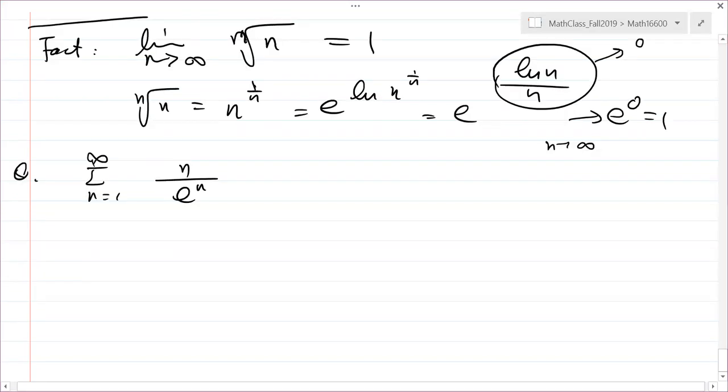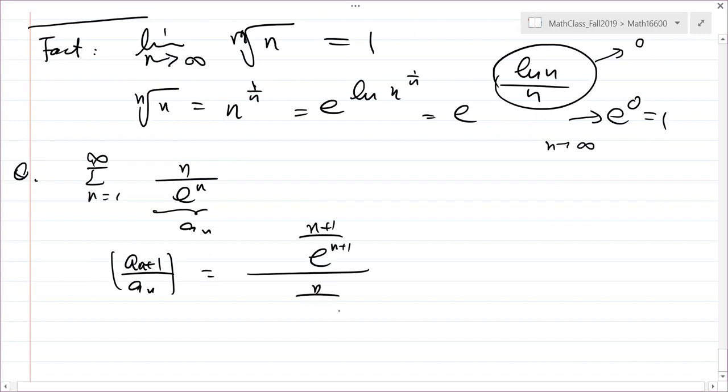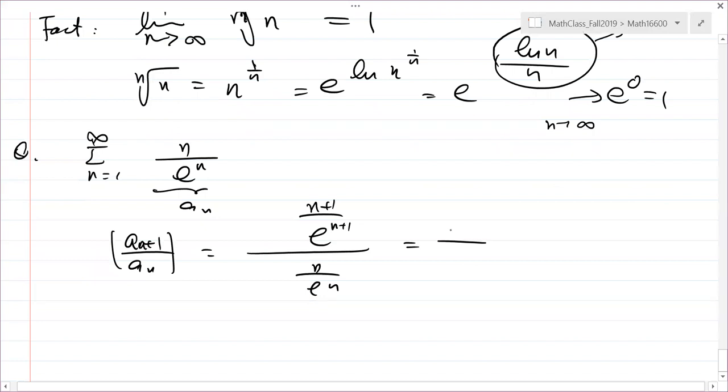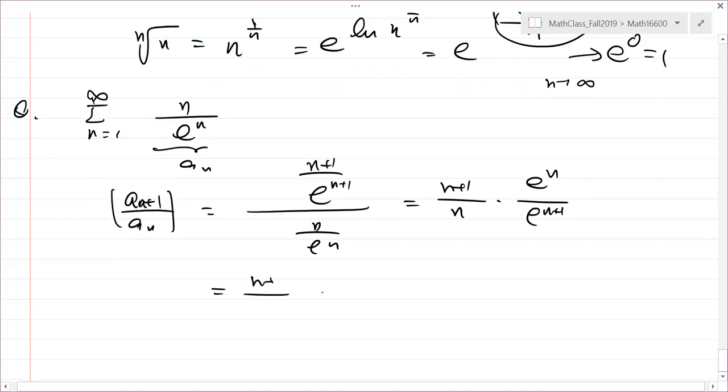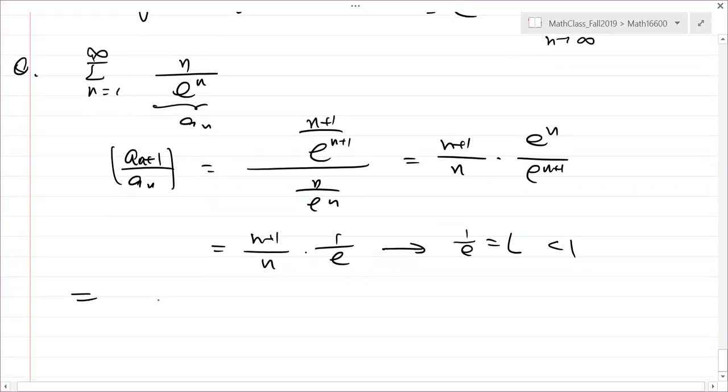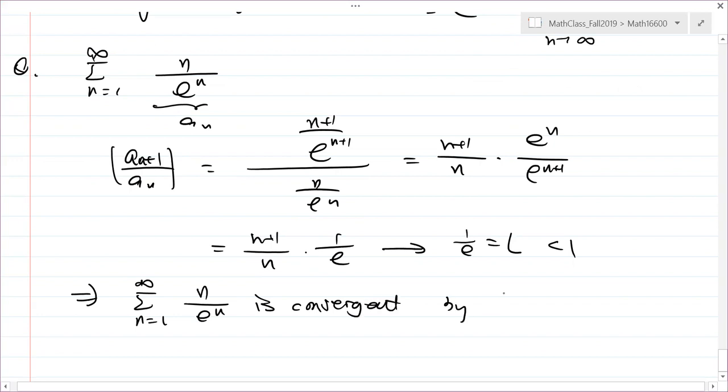So let's say this is a_n. I'm going to use the ratio test. That's going to be (n plus 1) over e to the n plus 1, times e to the n over n. I'm going to simplify it. So I get the limit is going to be 1 over e, which is L, less than 1. Good. That implies this is convergent by the ratio test.